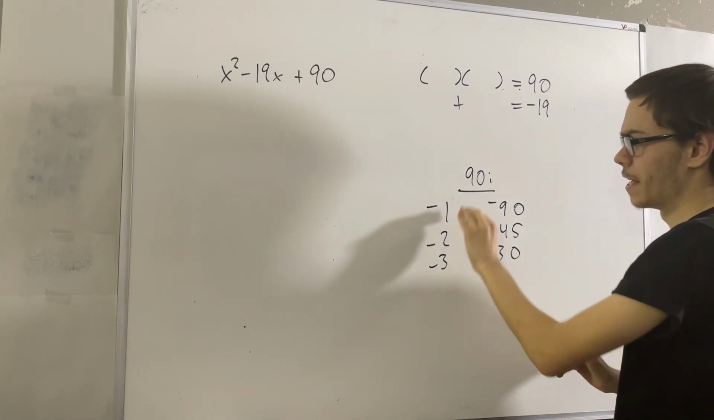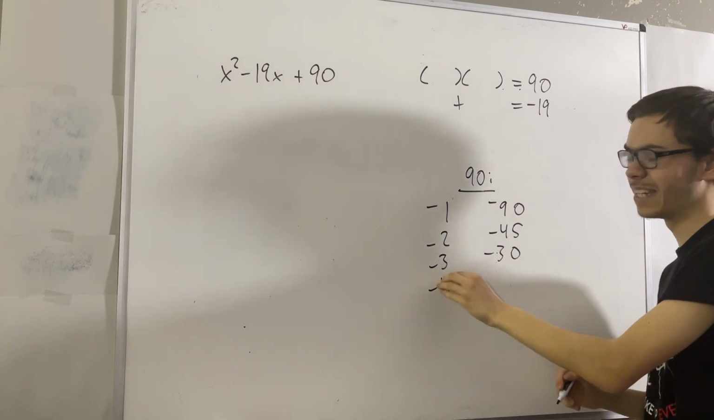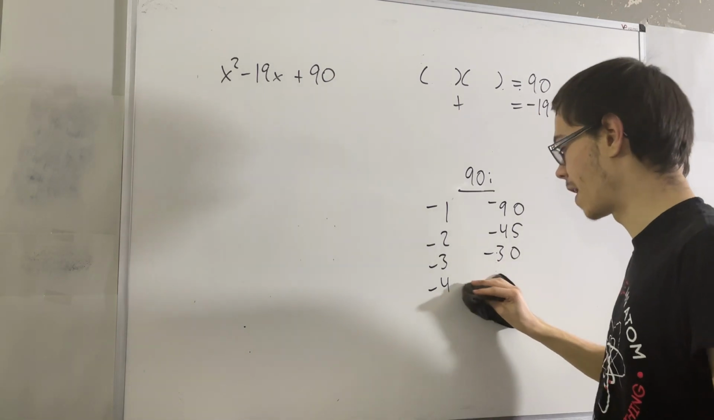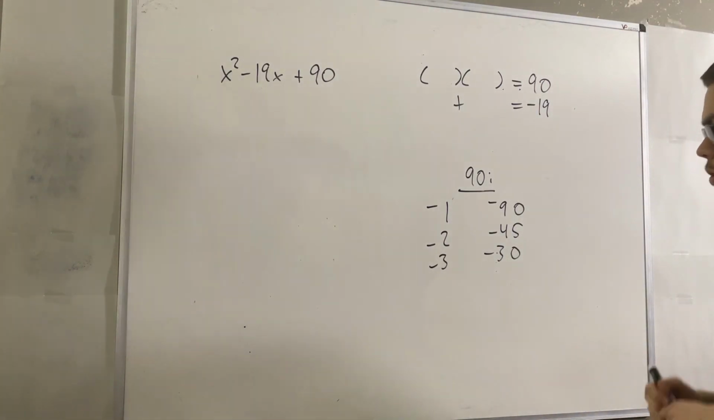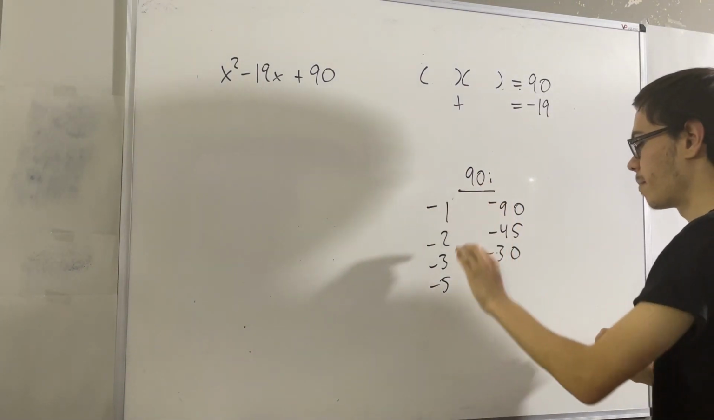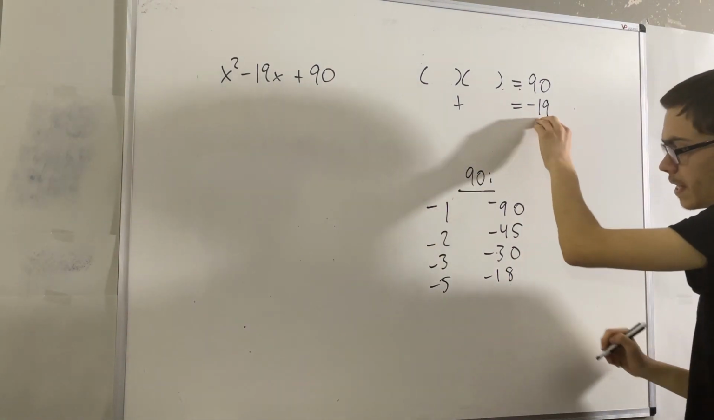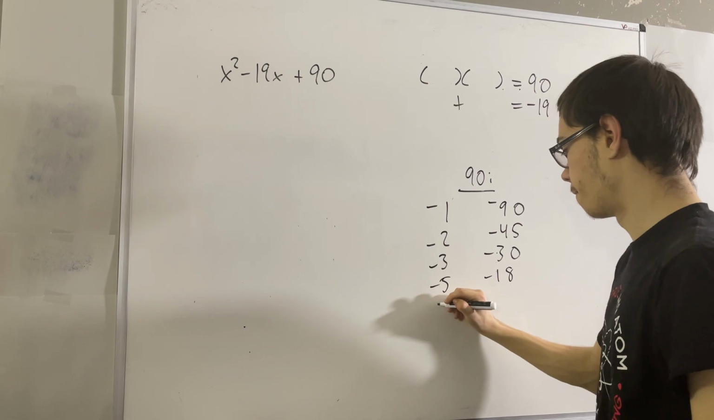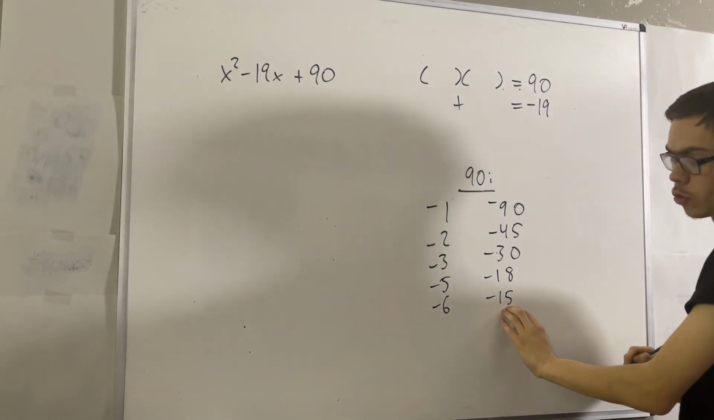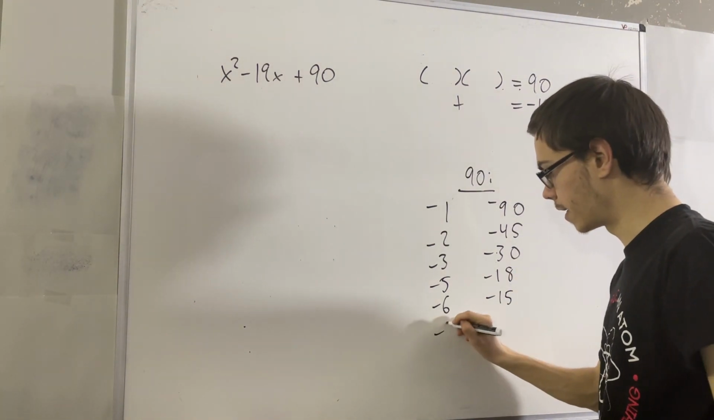Now, negative 4 isn't a factor of 90 because if you do 90 divided by negative 4, it doesn't divide evenly. In fact, I believe it's 22.5, so it wouldn't be that. And then negative 5, well, 90 divided by negative 5 is negative 18. But when you add those, you don't get negative 19. Negative 6, well, negative 6 and negative 15 works, but again, that adds to negative 21, not negative 19. 7 doesn't work, 8 doesn't work, but 9 does.